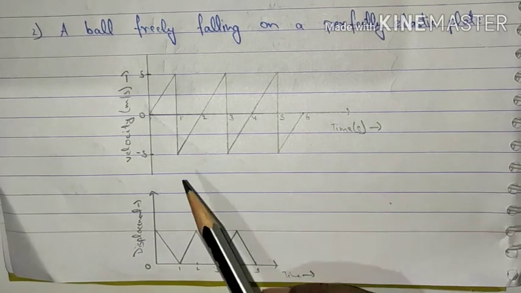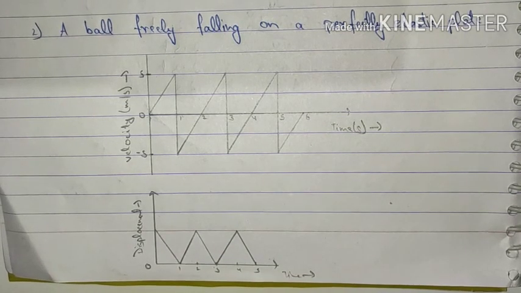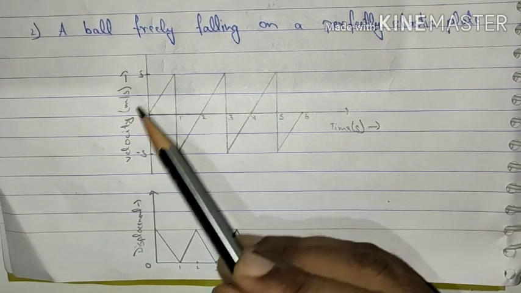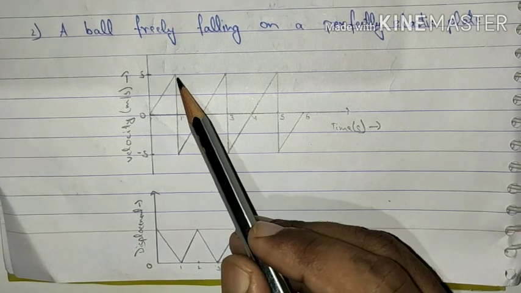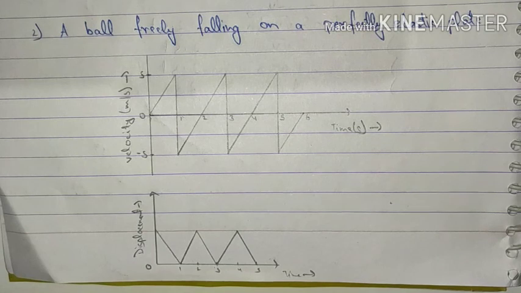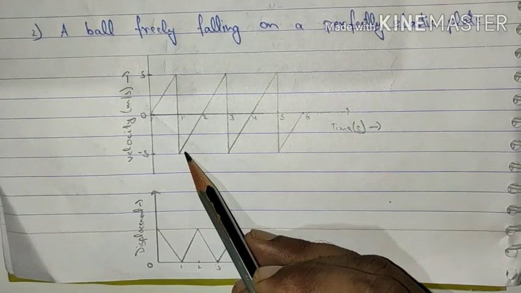Now, because it is striking on an elastic plate, what we can say is that the speed of the ball before the collision will be equal to the speed of the ball just after the collision. So what do we observe over here? The speed of the ball just before the collision was 5 meters per second, so it will remain 5 meters per second. However, because the direction of the motion has become opposite, what will happen? We have taken the value as negative over here.